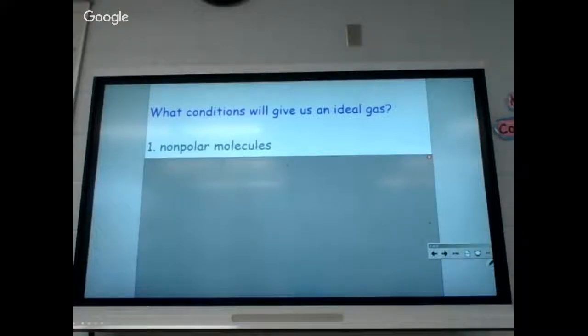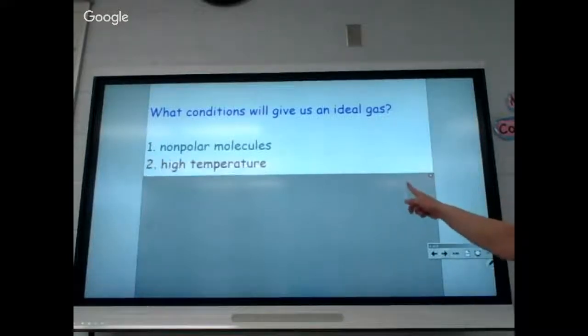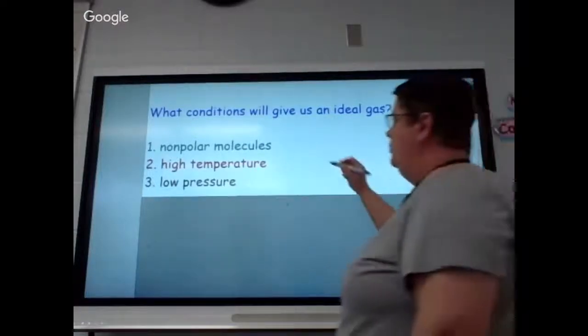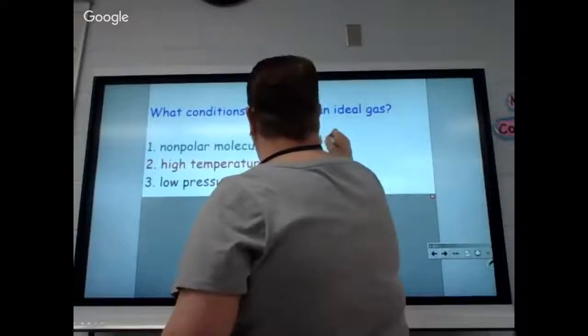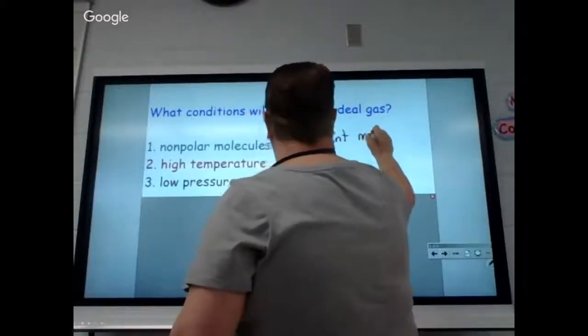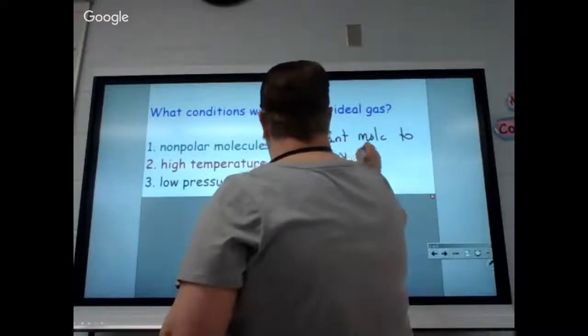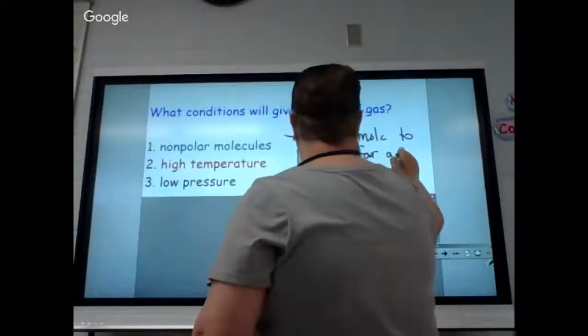The second thing that we will do is we will work problems that have a higher temperature. We just won't work problems that have low temperatures. We won't work problems that have negative numbers. They will generally be positive number questions. And we will have low pressures. The reason is we want the molecules to stay far apart.